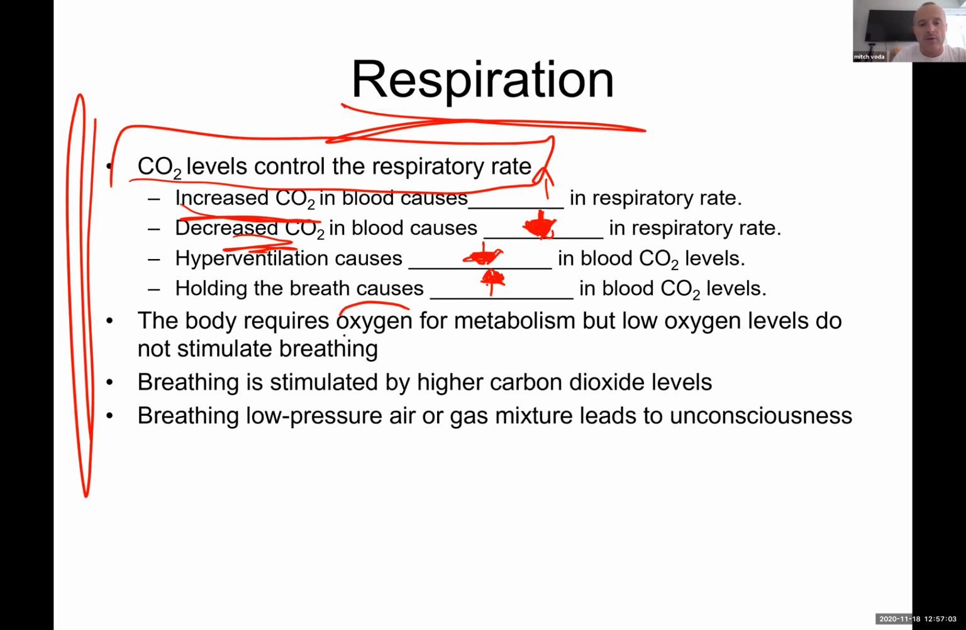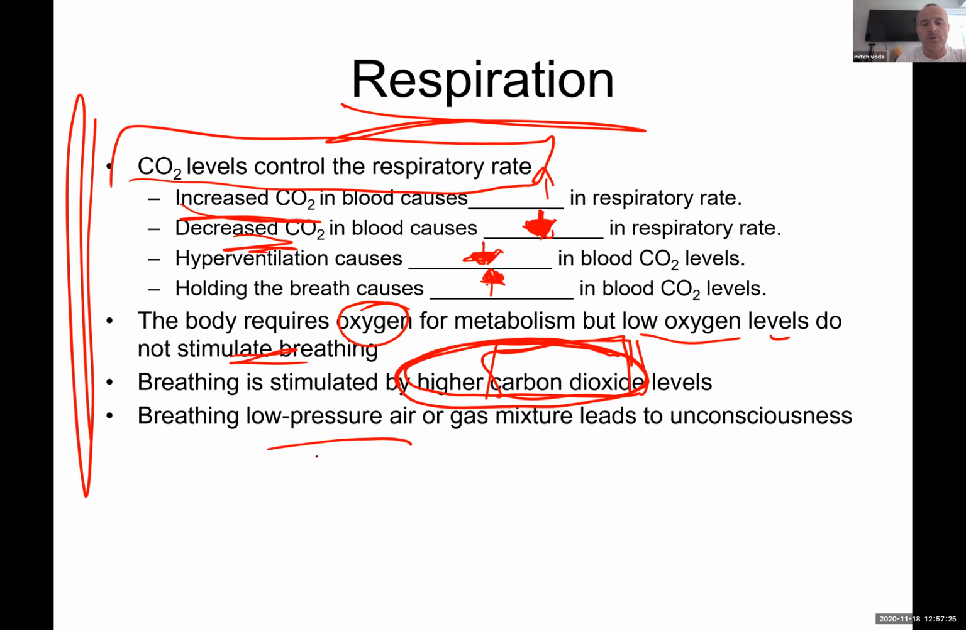Now, the body requires oxygen for metabolism, but remember, low oxygen levels do not stimulate breathing. What stimulates breathing is basically the level of carbon dioxide. So carbon dioxide is the one involved in increasing or decreasing the breathing rate.